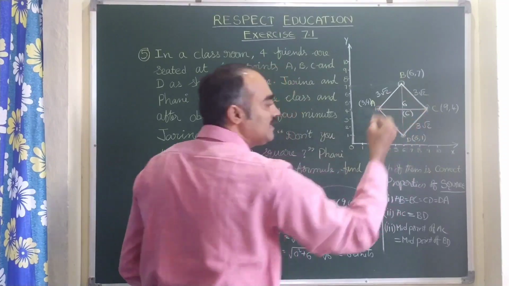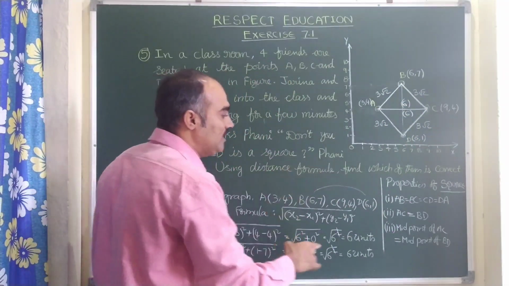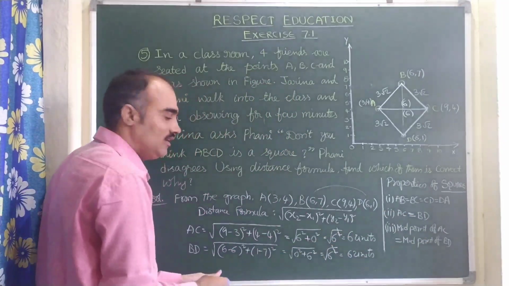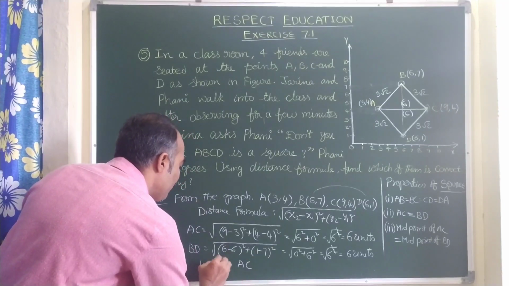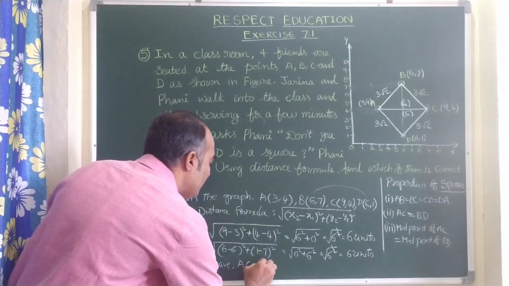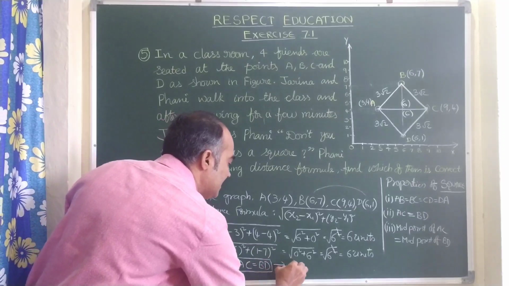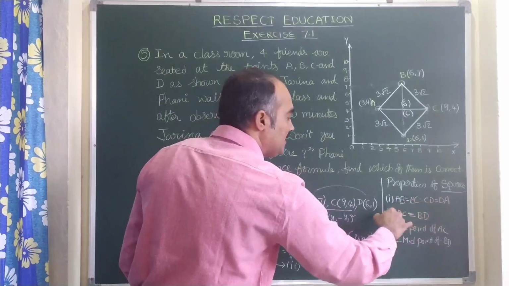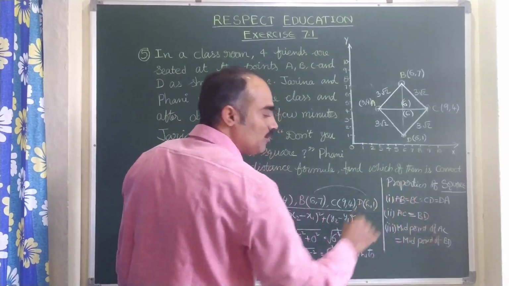Earlier we found AC as 6 units. Now we got BD also 6 units. So from these two we can say AC is equal to BD, because both the values are equal. So we can conclude that AC is equal to BD. Let us take this as the second property. So you see, first property and second property, both are proved. Now let us go for the third property.